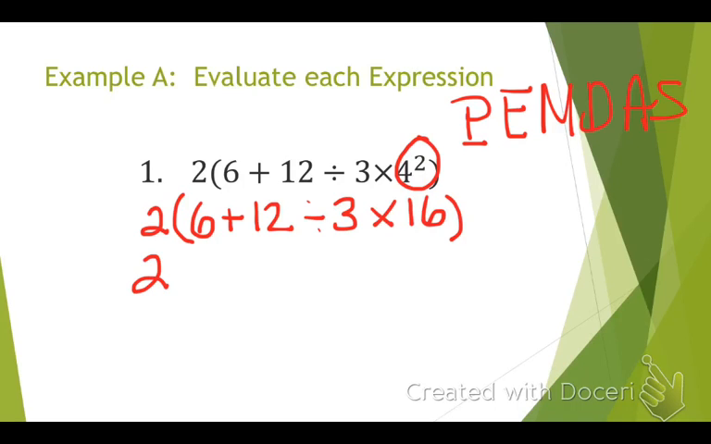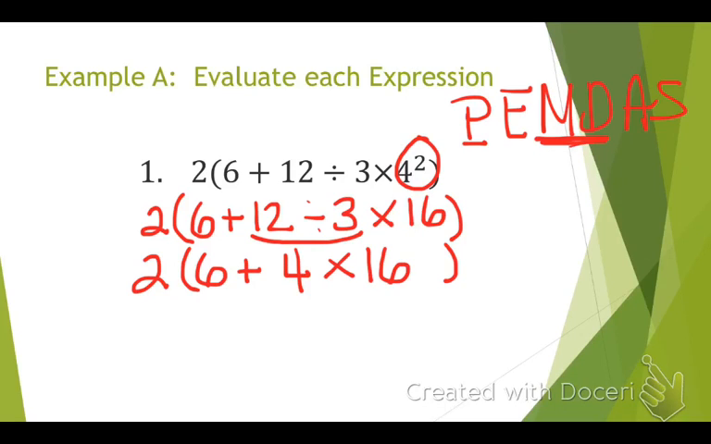Next, I still have parentheses, so I'm working inside here. I have addition, division, and multiplication. Multiplication and division are stronger according to PEMDAS, but we do what comes first from left to right. So this would be 6 plus, I have to do 12 divided by 3, is 4 times 16.